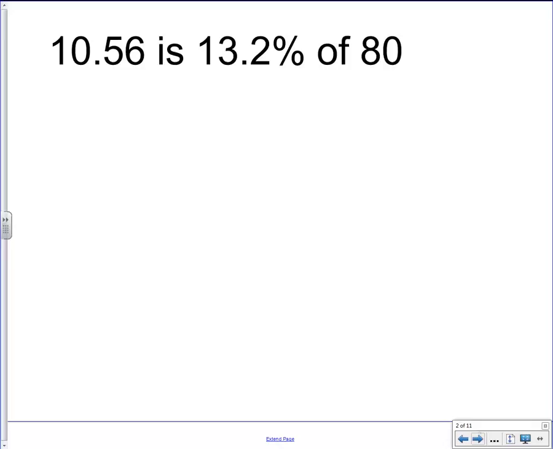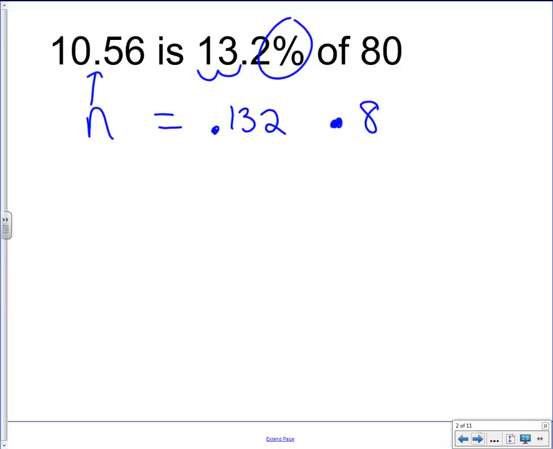Well, we do know that is our equal sign, and we do know that of is our multiply sign. What you should remember is that there are two things on one side with the multiply sign, and there's one thing on the other side of the equal sign. And the one thing on the other side of the equal sign is your N. And so that means that your part is 10.56. Your percent is going to be the guy that has the percent sign, and so if we move the decimal 2 places, this is what we get. And your 80 is your whole.